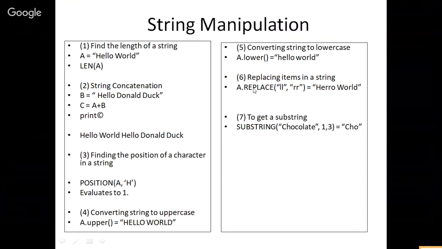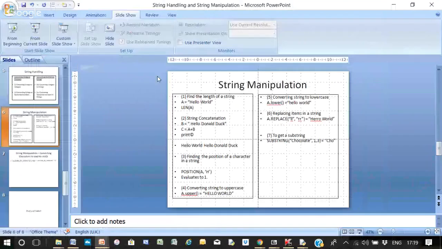Or you can replace items in a string. A dot replace: wherever there's an LL, replace it with RR. So you get herro world. And then to get a substring, a part of the string: substring chocolate, 1, 3. It's the first 3 characters, CHO. So that's string manipulation. Here, the string manipulation is done in pseudocode. Perhaps we can show you some commands in Python which relate to string manipulation.